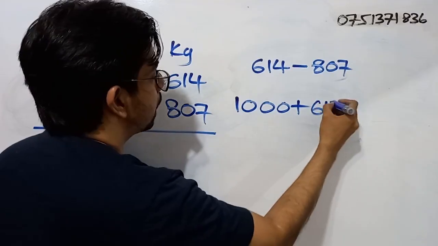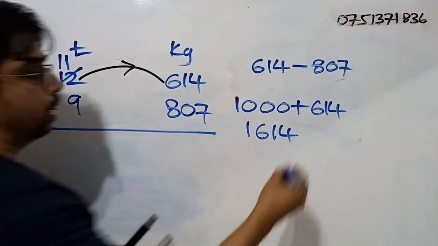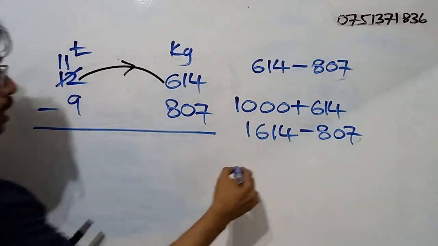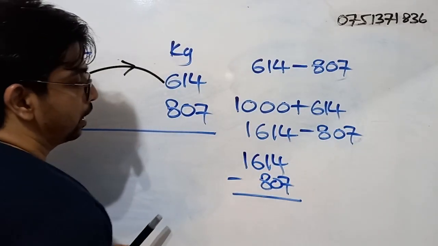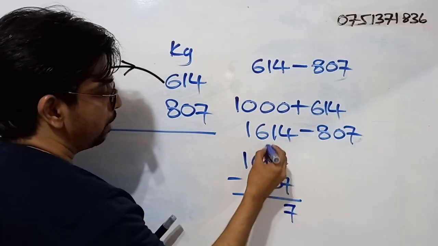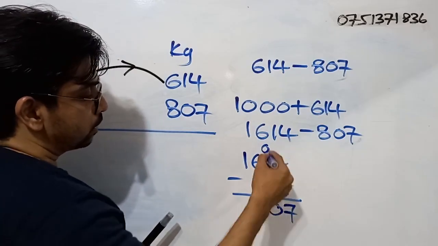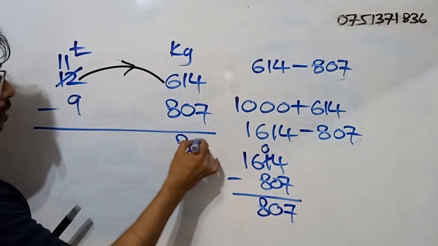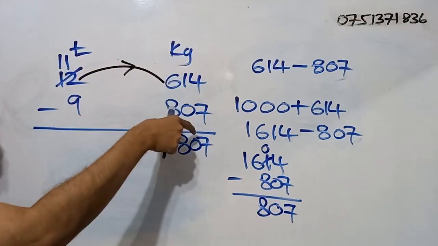1000 plus 614, so it will be 1614. Now we can subtract 807 from it. Okay, so 1614 minus 807, what is that? 4 minus 7 we can't do. 14 minus 7, that's a 7. So here the remaining digit will be 0. 0 minus 0, that's a 0. 6 minus 8 we can't do. 16 minus 8, that is 8. So here we get what? 807.